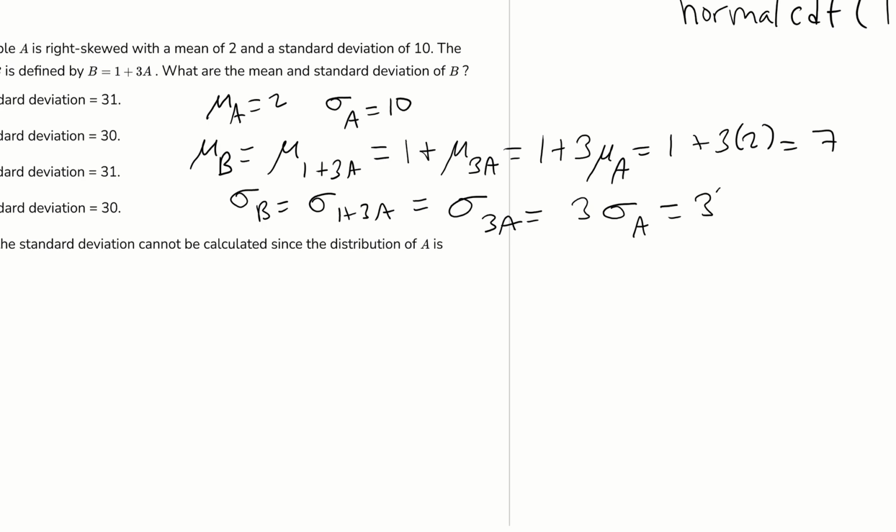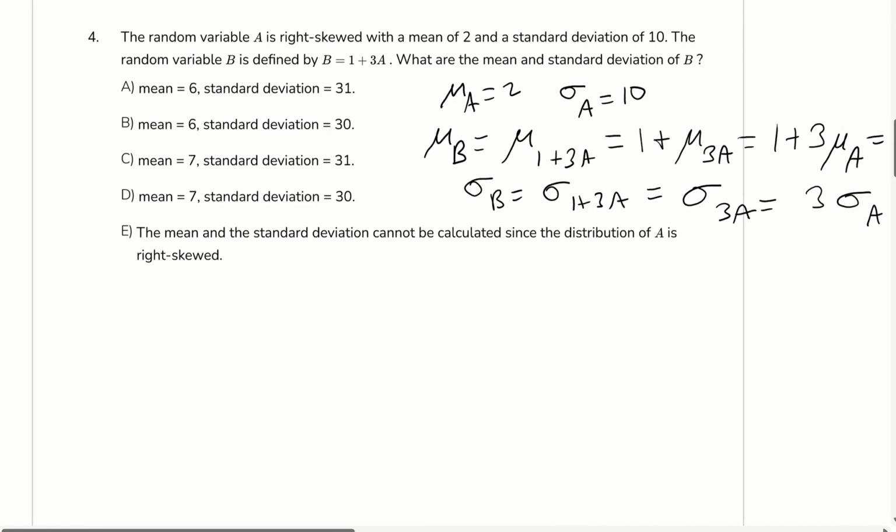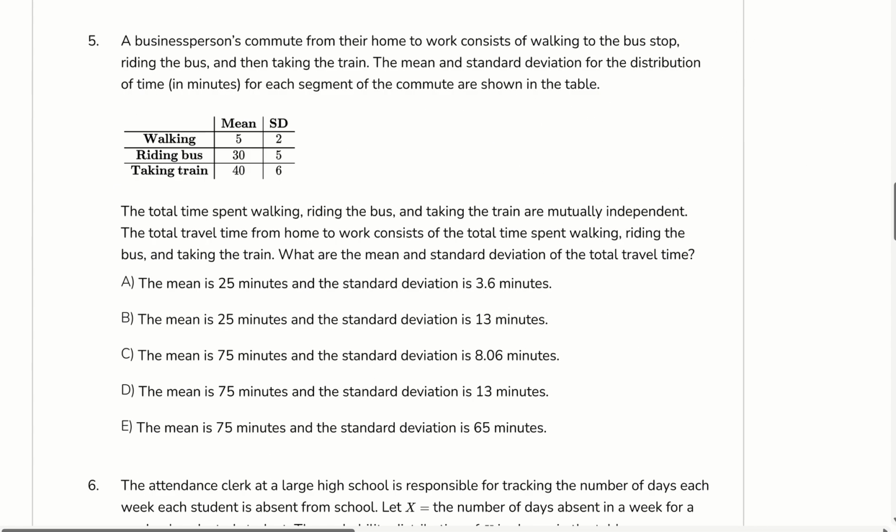So in other words, it's just 3 times sigma A, but the standard deviation for A was 10, so it's going to be 30. All right, so there you go. You got 7 and 30 for your mean and your spread. So it's got to be D. All right, number 5.